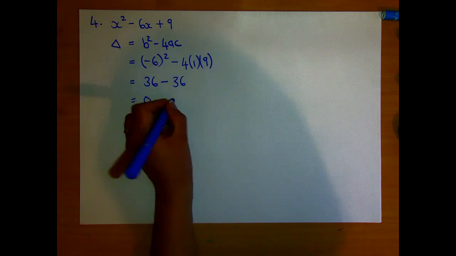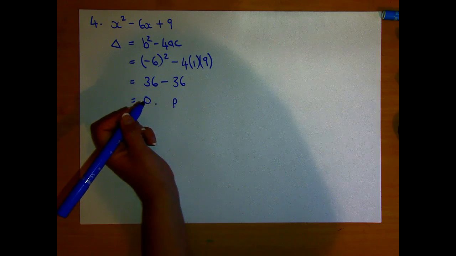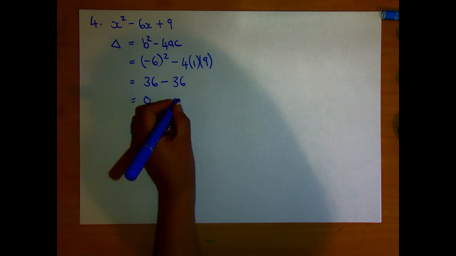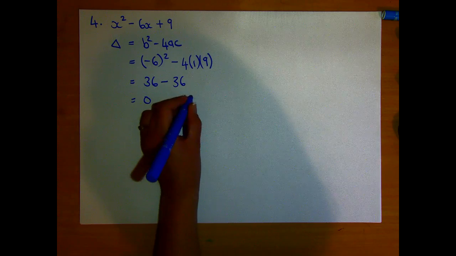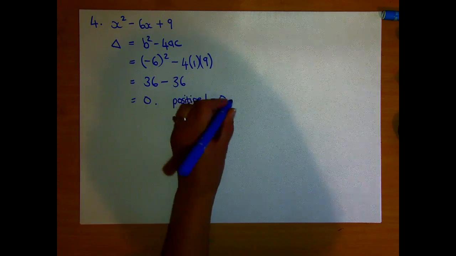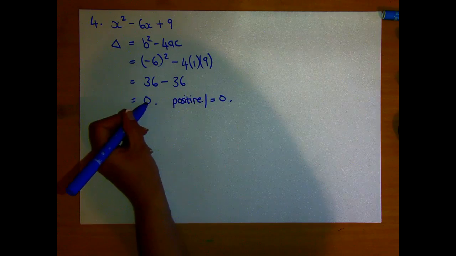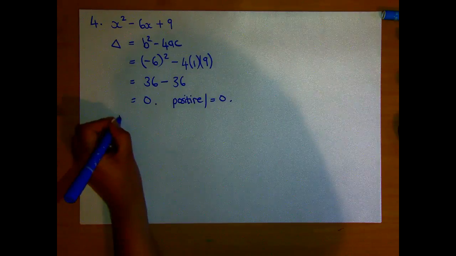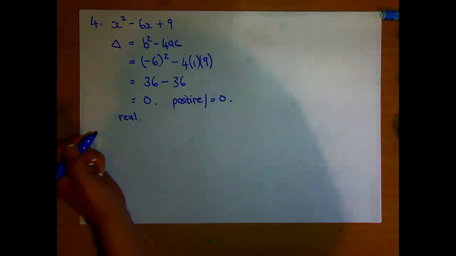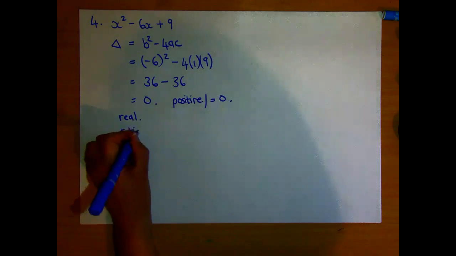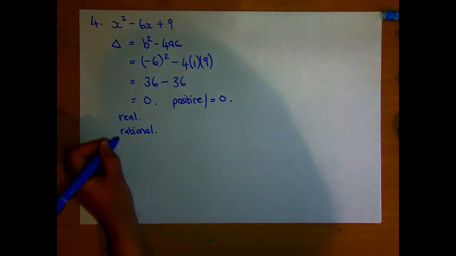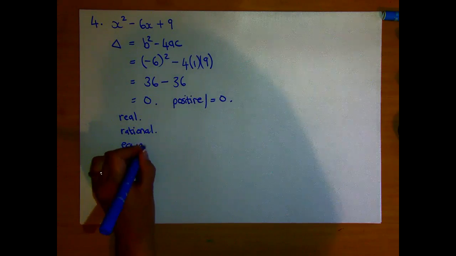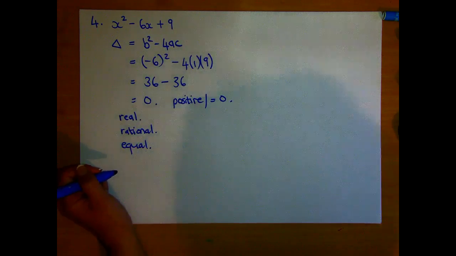So this is now 0. It's obviously 0 or positive. We can consider it positive or equal to 0, so that works. So that means that we have roots that are real. And they're going to be rational because 0 is a perfect square. And they're going to be equal. Let me prove it.